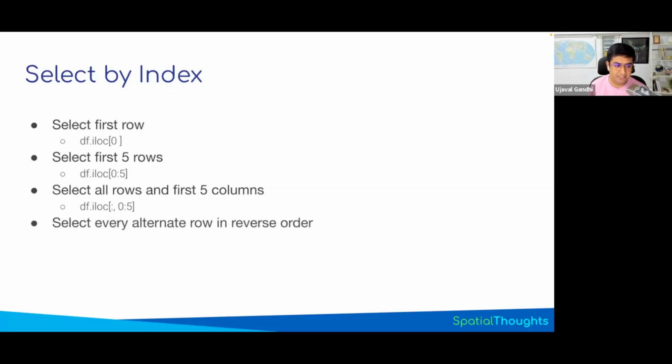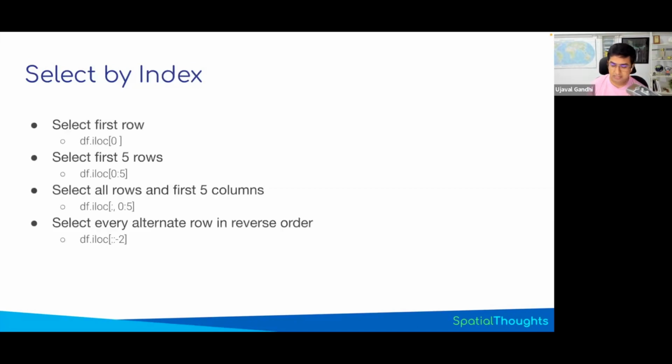Select every alternate row in reverse order. Well, same thing works. So iloc[::-2], same indexing thing that we learned earlier, works with pandas as well. Here, if you skip the second part, it just selects all columns. You don't have to specify it. Okay, so same indexing notation. Hopefully, it'll help you now get the relevant stuff that you need from your data frame.